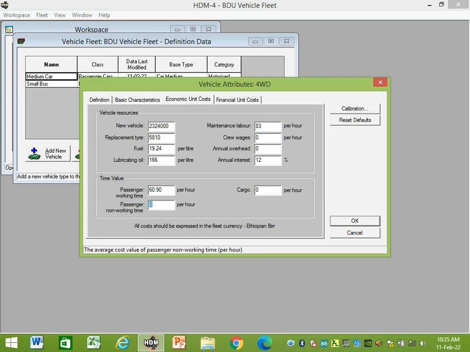How about non-working time? You take half of that, so you take 30.90, means 45. You take half of that. Car boarding time, no.